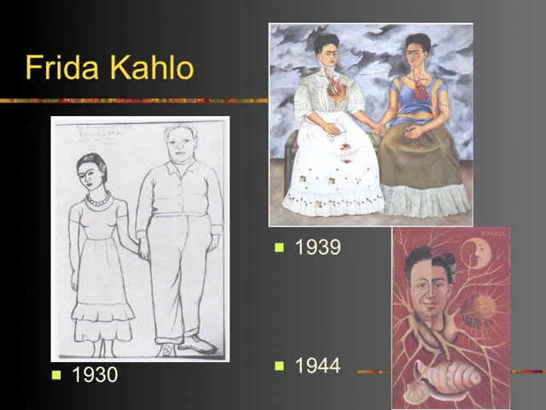The one on the top, she called her two hearts, and she always said she felt torn between traditional Mexico and the westernization of Mexico, and how European culture was becoming embedded in Mexico. So this is her attempt to portray the idea of both the Western and the traditional Mexican cultures.